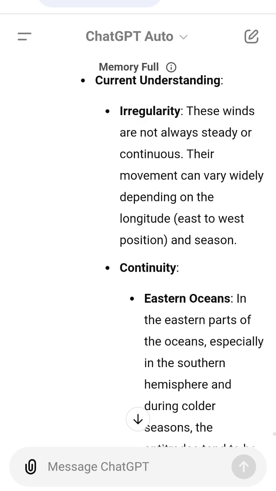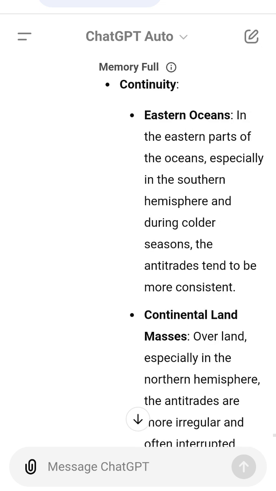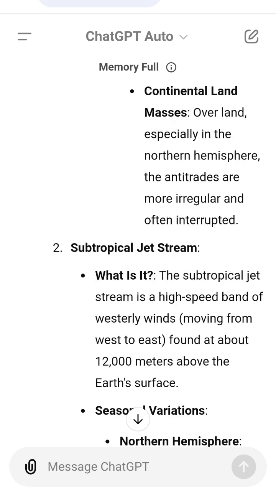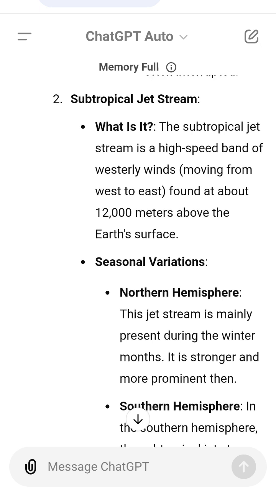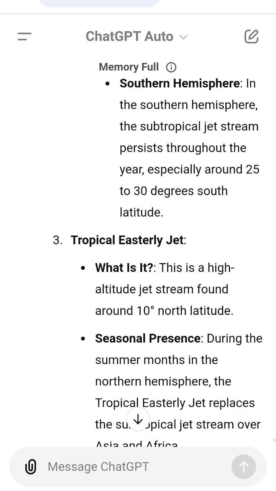Move from the tropics towards higher latitudes. Not always continuous. More stable over eastern oceans and during colder months in the southern hemisphere. More interrupted over land areas. Subtropical jet stream. High-speed westerly winds at about 12,000 meters. Present in winter in the northern hemisphere and year-round in the southern hemisphere. Tropical easterly jet replaces the subtropical jet stream in summer over Asia and Africa.